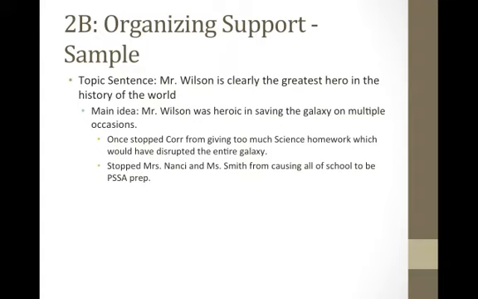Now, how do we know that that's actually true, that I saved the galaxy? Well, now I'm going to give you two examples of that. So what we're really doing is saying, here's one reason that I'm a hero, and then here's support that actually is true. So I can say one, stop Mr. Core, and then also stop Mrs. Nancy and Miss Smith. So there's one example of it.